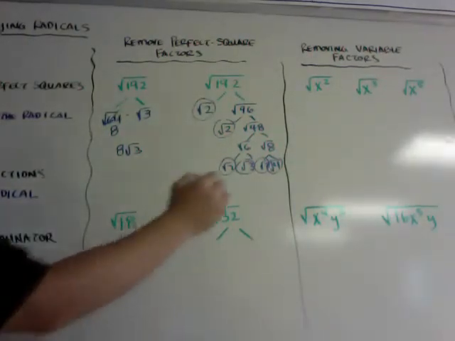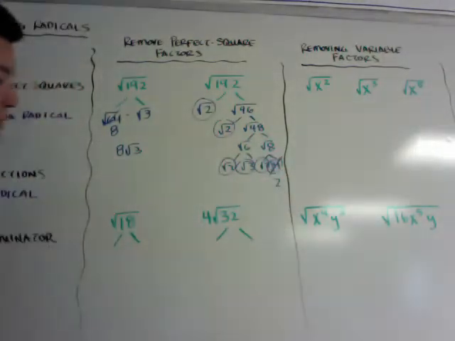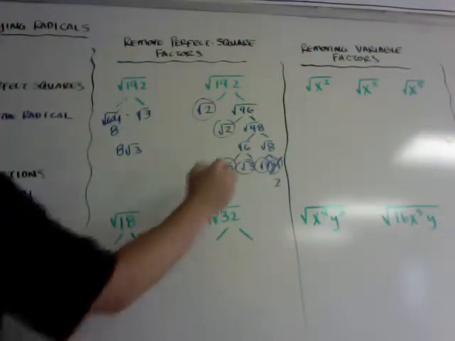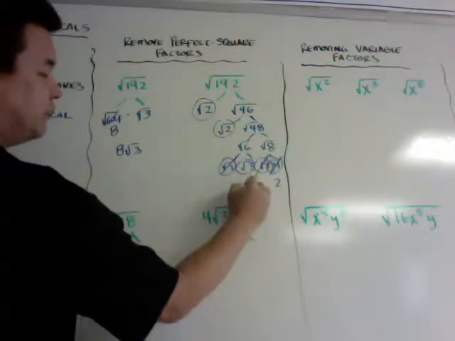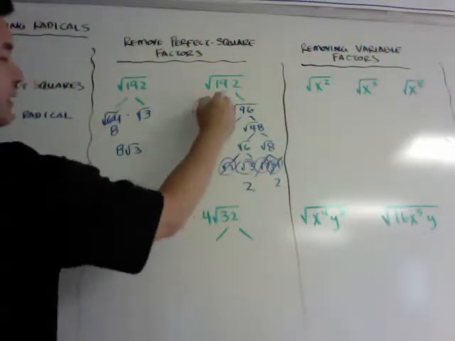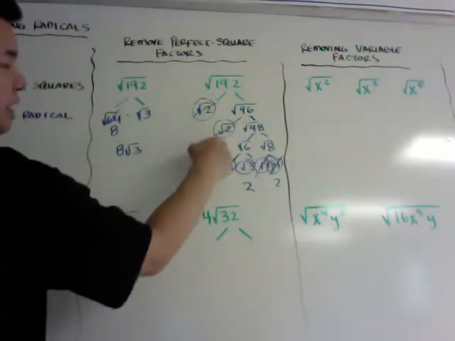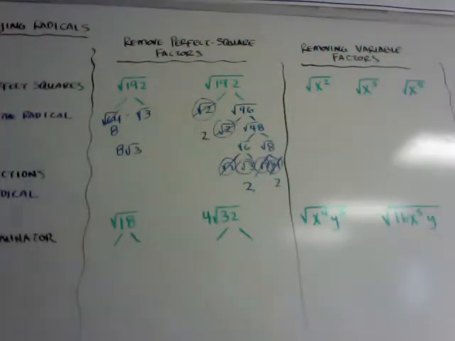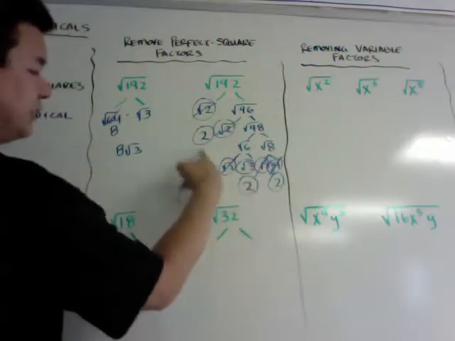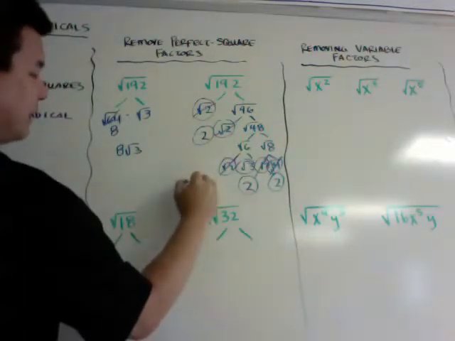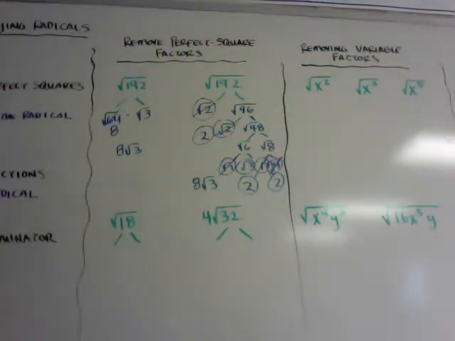Radical 4 just becomes 2. Radical 2 times radical 2 is like saying radical 4, so these two just become 2. And same thing with these two: radical 2 times radical 2, radical 4, becomes a 2. Now if you look at what's on the left, I have 2 times 2 times 2, which is 8, radical 3. So you can always break it down that way.